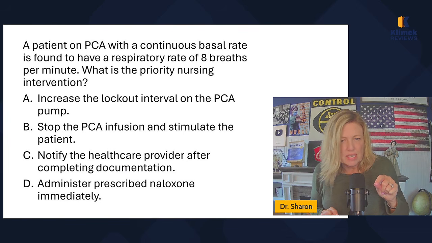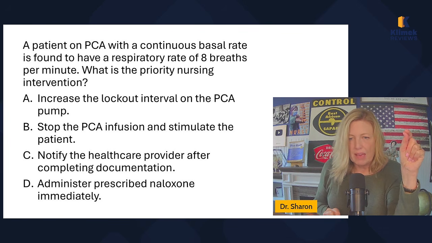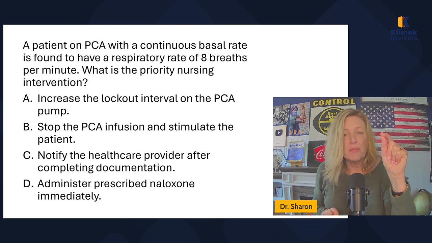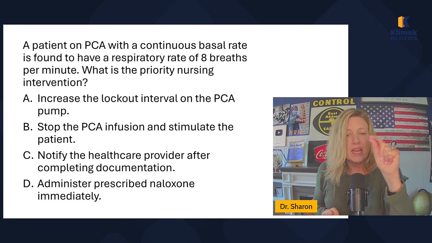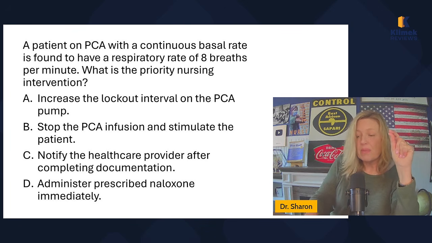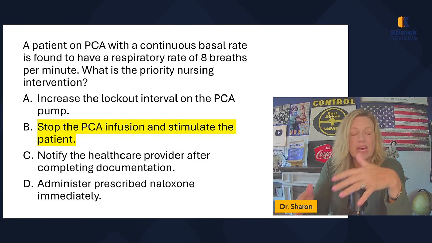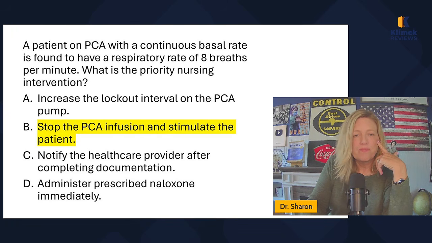So I'm going to cross off D and I'm going to cross off A because that's certainly not my priority, because I have to stop the PCA. So I would probably stop the PCA, stimulate the patient, and then notify the healthcare provider. But my priority is stopping the PCA. I have to stop the PCA. Because they've got a basal rate, I can't let that keep running.